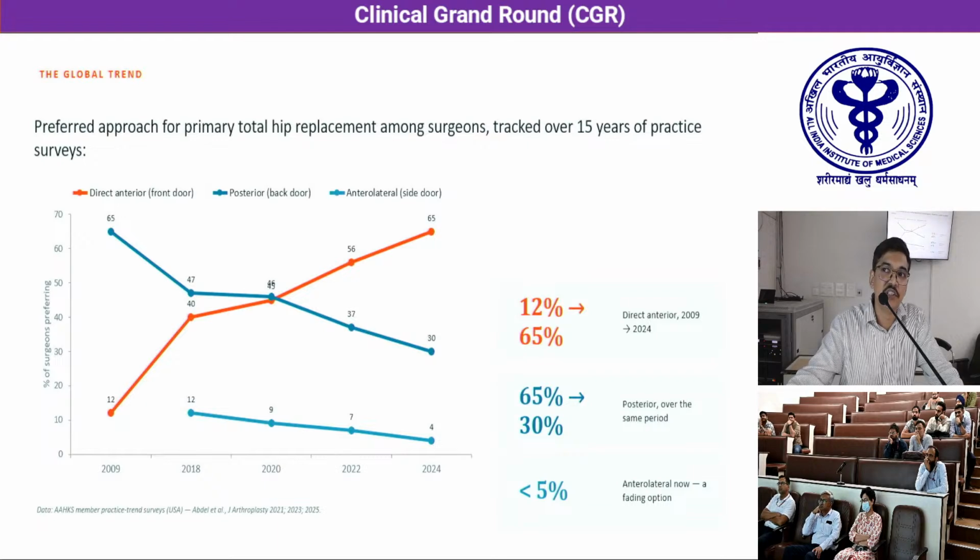We are with direct anterior approach in India, we are somewhere here, just like other countries, maybe around 8 to 10%. And our main workhorse approach is the posterior approach, around 65%, and we will follow the same curve in the following years.